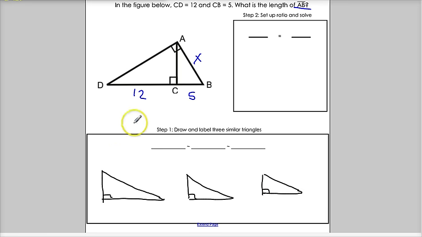All right, let's draw out our big triangle. So our big triangle is right over here. Our right angle is at A, so we put A right there. Our longer side looks like it's AD, right? AD is our longer side, so AD will go here, and our shorter side is AB. That's our shorter leg. Okay, that's triangle number 1.